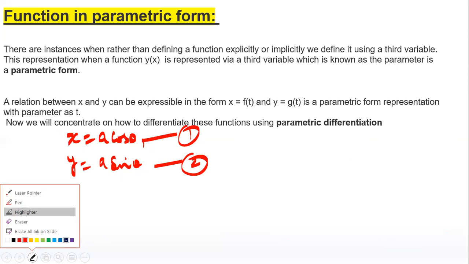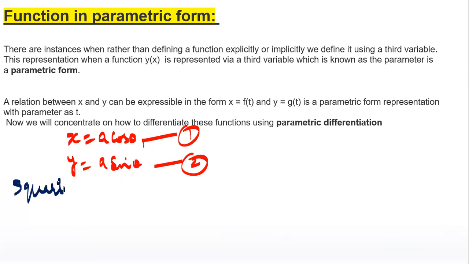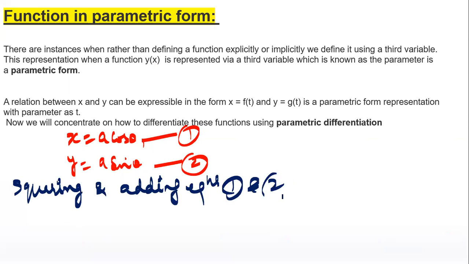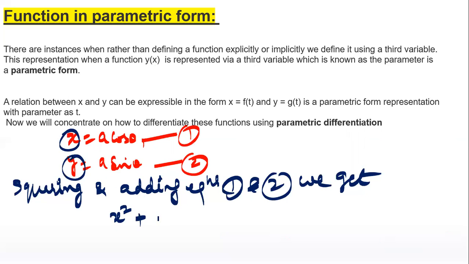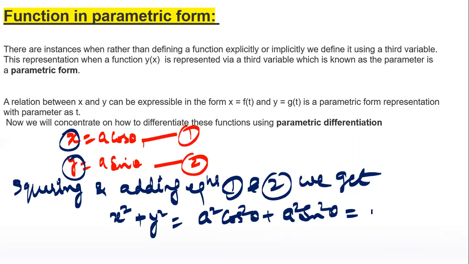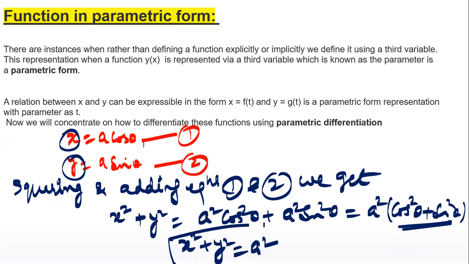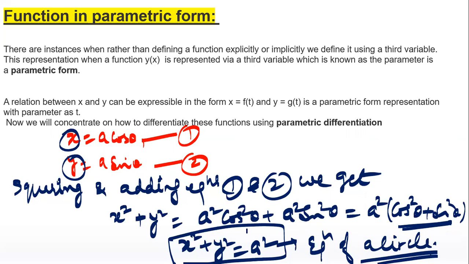Squaring and adding these two equations, equations 1 and 2, we get squaring, that is x square, plus adding, a square cos square theta plus a square sin square theta, that is a square times cos square theta plus sin square theta, and we know that its value is 1. Simply you will get x square plus y square equals a square. And what is this? This is the equation of a circle, having center 0, 0, that is origin, and radius a. And these are the parametric form of the equation of a circle.